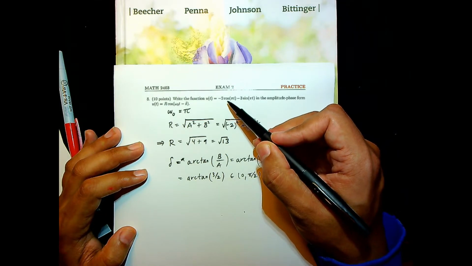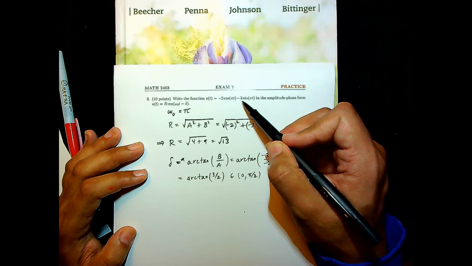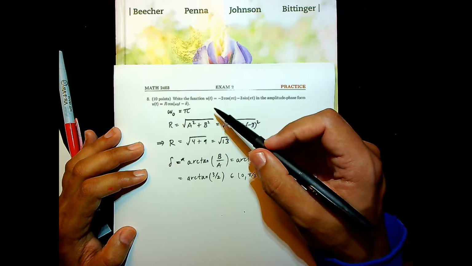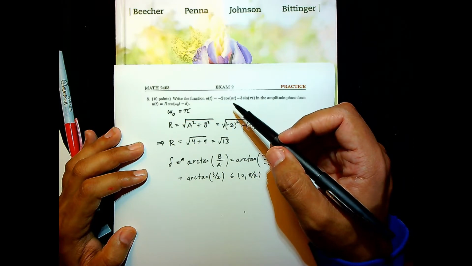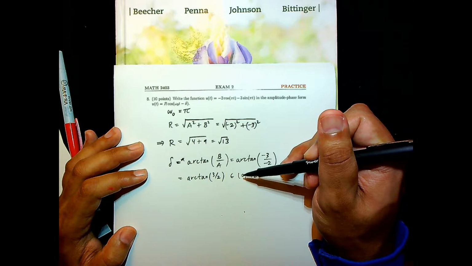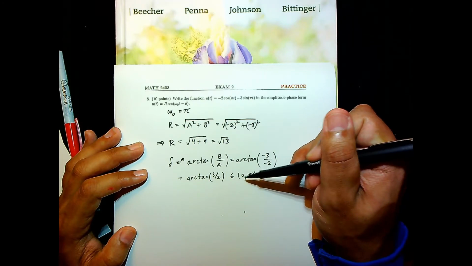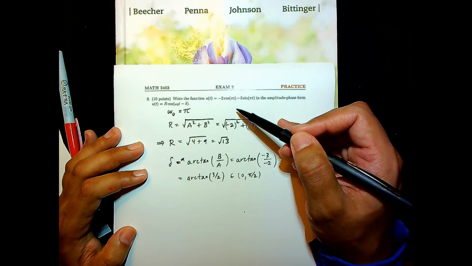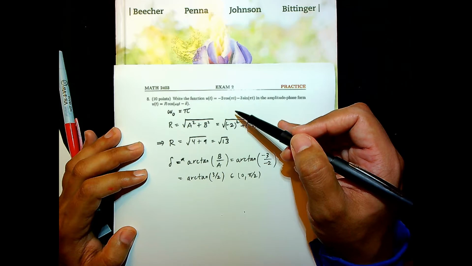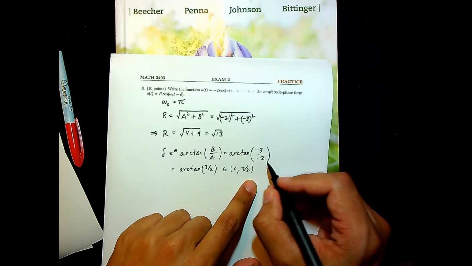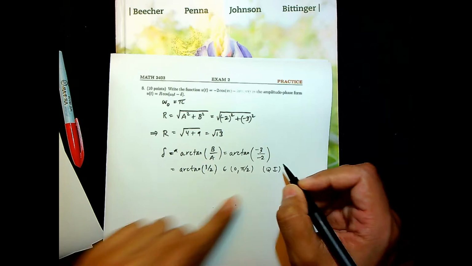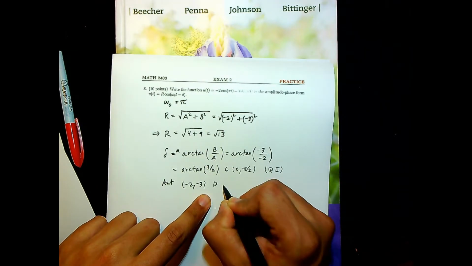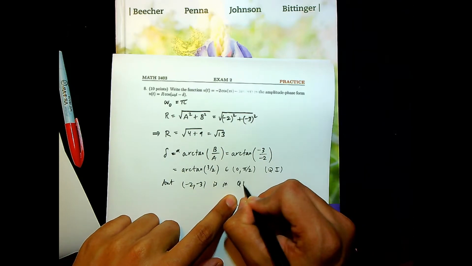Cosine, remember, goes with the x-coordinate and sine with the y-coordinate. That is the point -2, -3. The point -2, -3 is not between 0 and pi over 2, which is quadrant 1. The point -2, -3 is in what quadrant? That's the third quadrant, right? So this is quadrant 1, but -2, -3 is in quadrant 3.